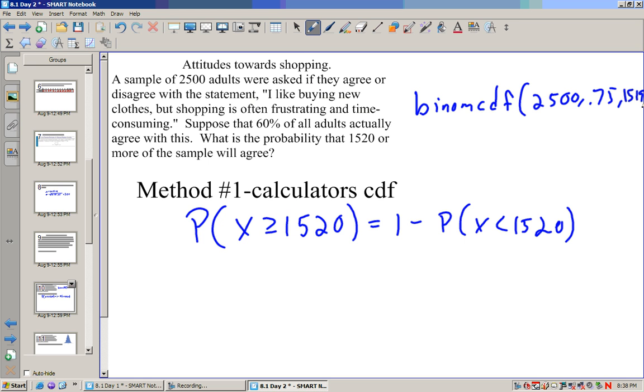I got 0.157, or 0.158, so that's 1 minus 0.158, which is 0.84. So there's about an 84% chance that it will be 1,500 or more.